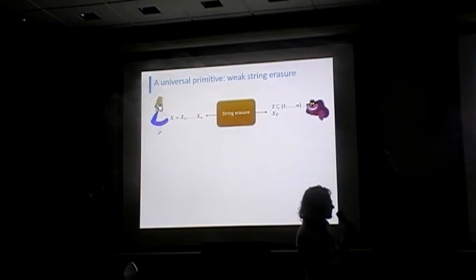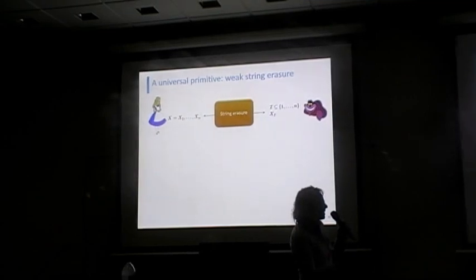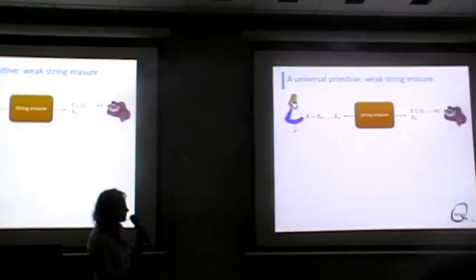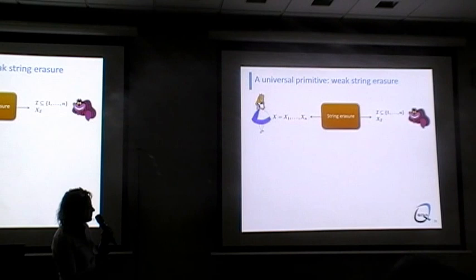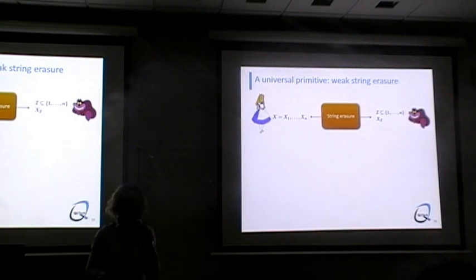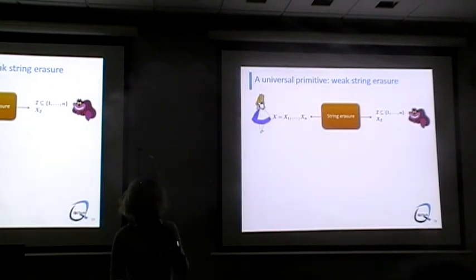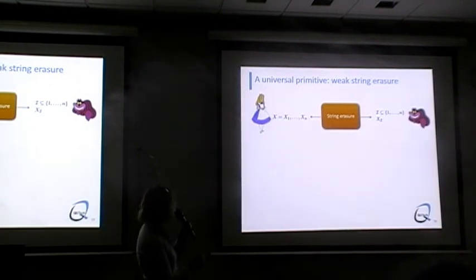We call this weak string erasure. So what is this? You can think of it as just a box where Alice randomly gets a string, x1 up to xn. Bob gets an index set I, and the elements of the string x corresponding to the entries in that subset. So for example, if the subset is now 3 and 7, then Bob will get bits x3 and x7.